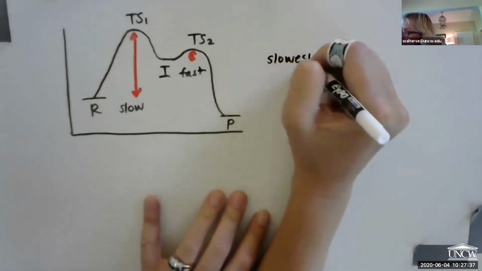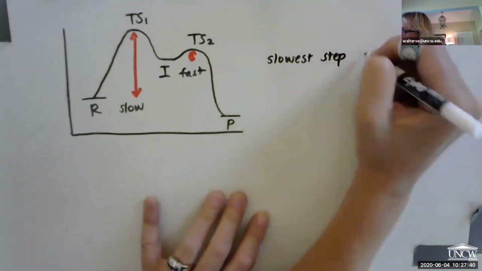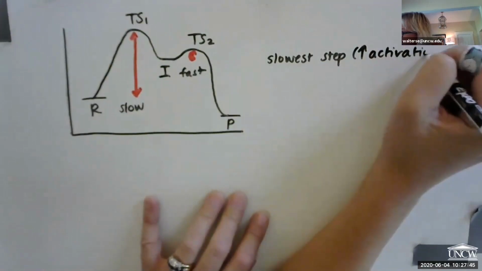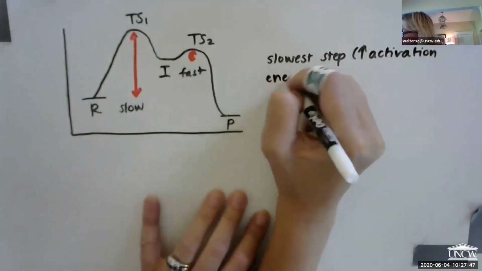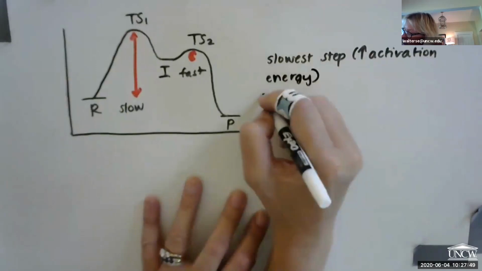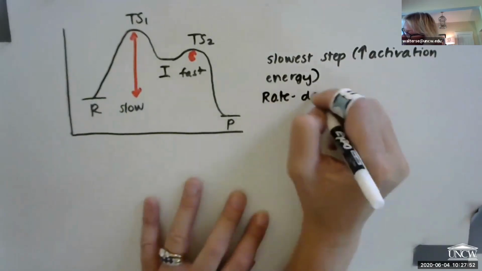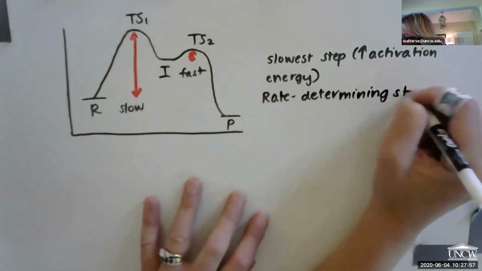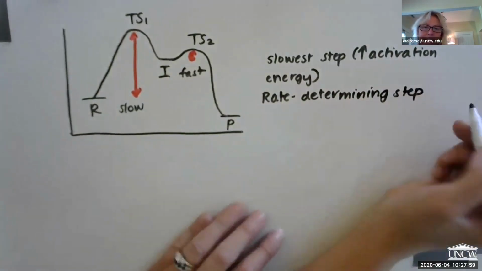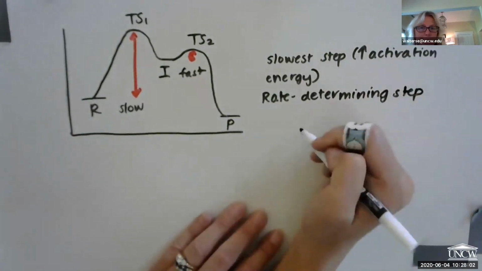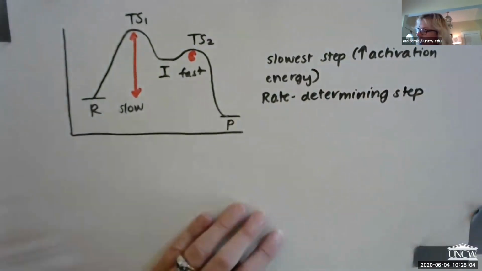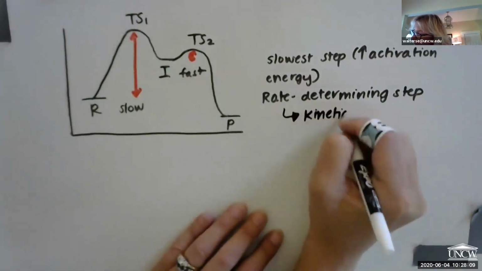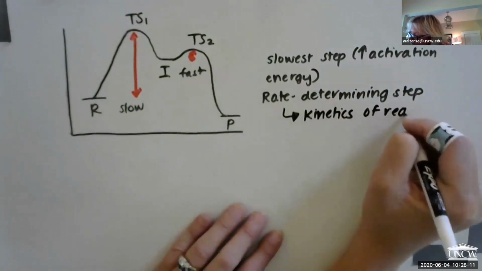The slowest step will have the highest activation energy, and it is called the rate determining step. The reaction can't proceed any faster than the slowest step possible. The rate determining step is involved in the kinetics of the reaction.